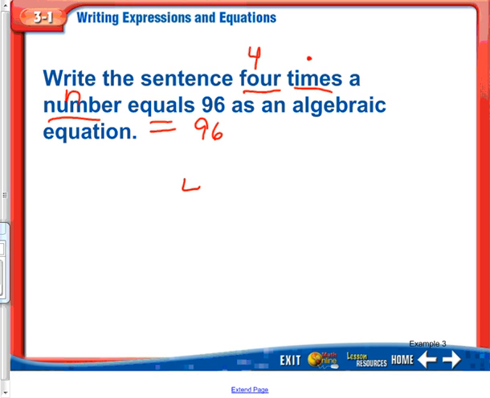So I can write 4 times n equals 96. And the correct way to write that would be just 4n equals 96.